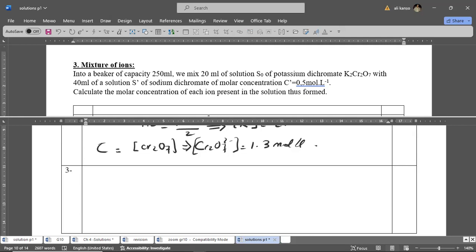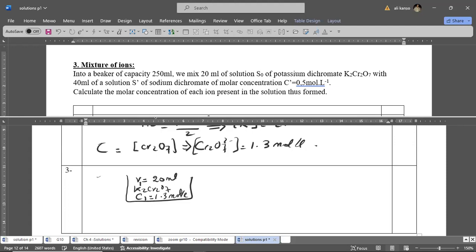First of all, we have a beaker, a beaker of capacity 250. Suppose that we have two beakers. The first beaker contains volume V0 equal to 20 milliliters of this substance, K2Cr2O7, of concentration 1.3 mole per liter.